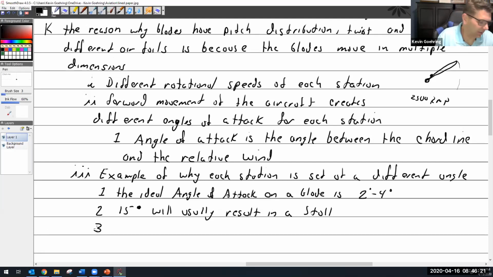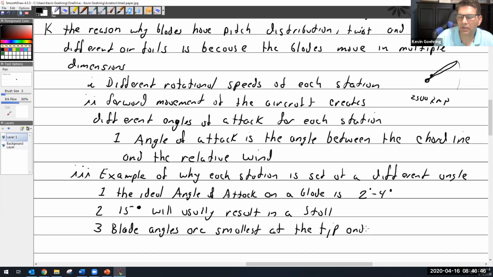Point number 3, blade angles are, I don't know why I put usually, I should just put they are. Blade angles are, let's just be consistent, smallest at the tip and largest at the hub. Largest at the hub.